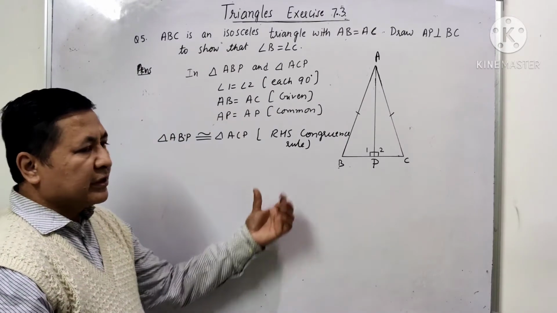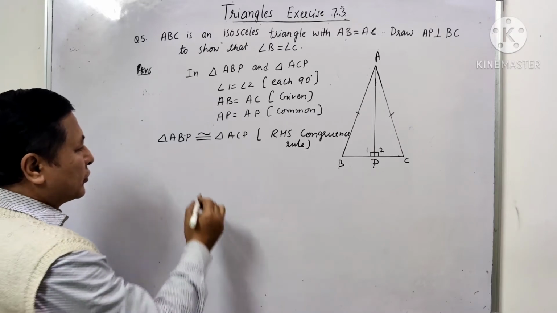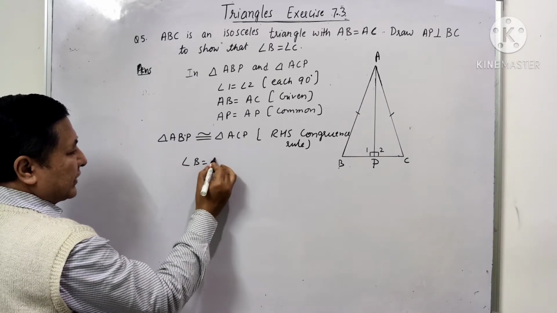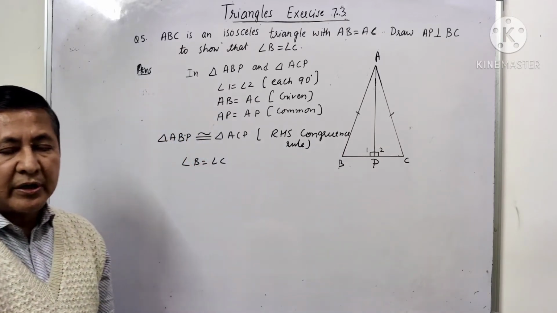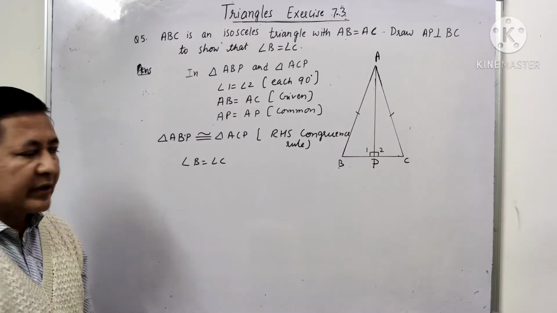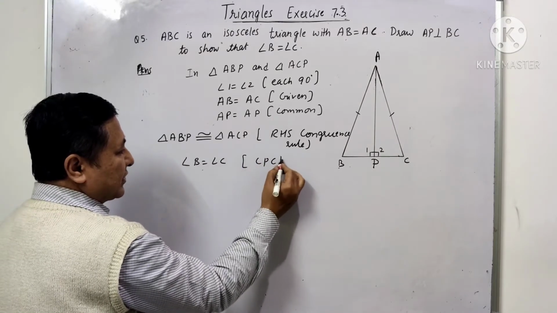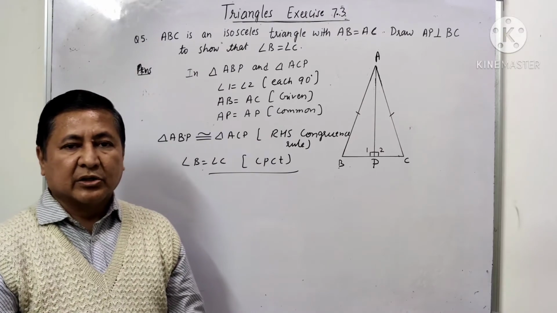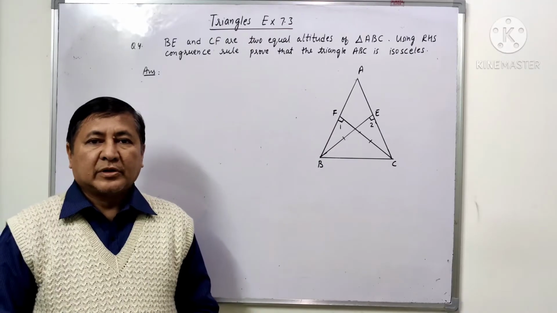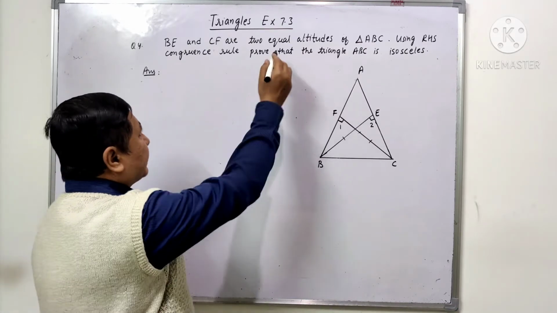So since they are congruent, we know that the corresponding parts are equal. So we can write angle B and angle C, they are corresponding parts. And we know that the corresponding parts of congruent triangles are equal. So therefore angle B will be equal to angle C, due to the reason that the corresponding parts of congruent triangles are equal.